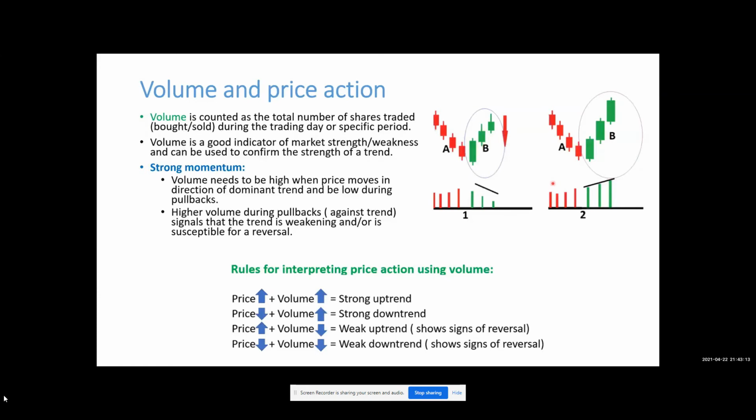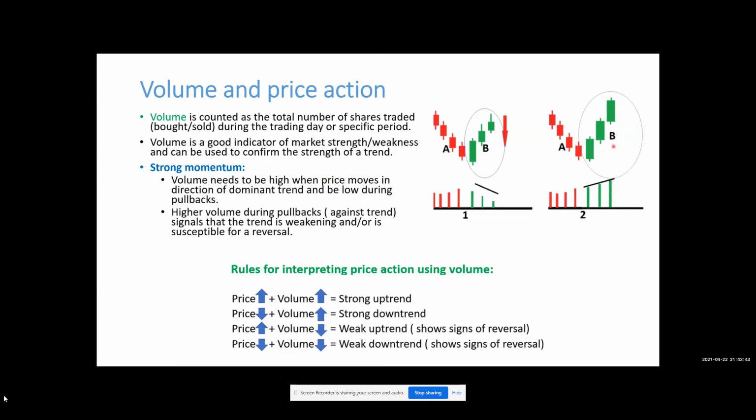So if Tesla is really bullish and, let's say, Elon Musk tweets that FSDs are coming in, millions of people are going to be trading it. You can't go wrong by longing something or shorting something when a lot of people are behind that same move. That's why volume is very, very important, and it is one of the major aspects of day trading. When it comes to strong momentum, volume needs to be high when the price moves in the direction of the dominant trend and be low during pullbacks.